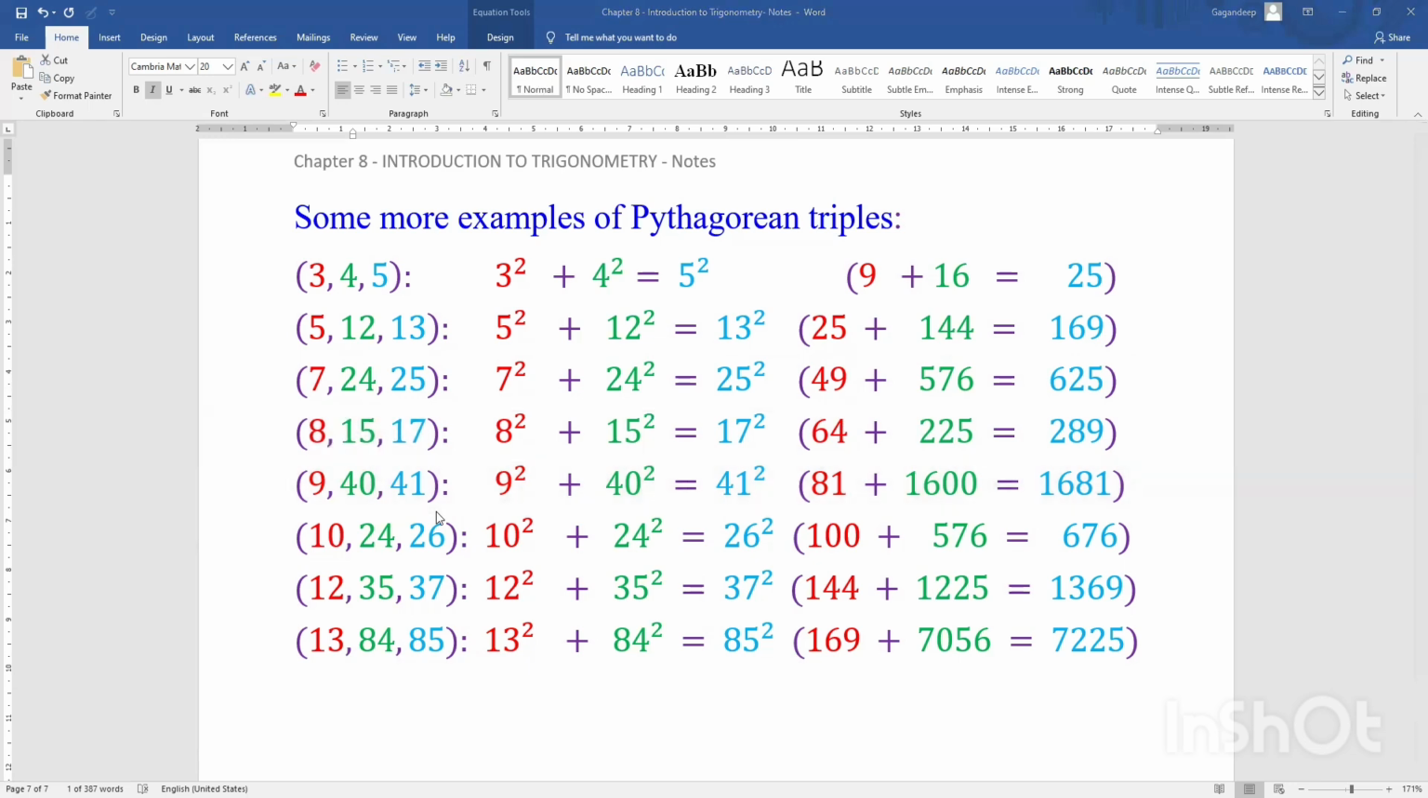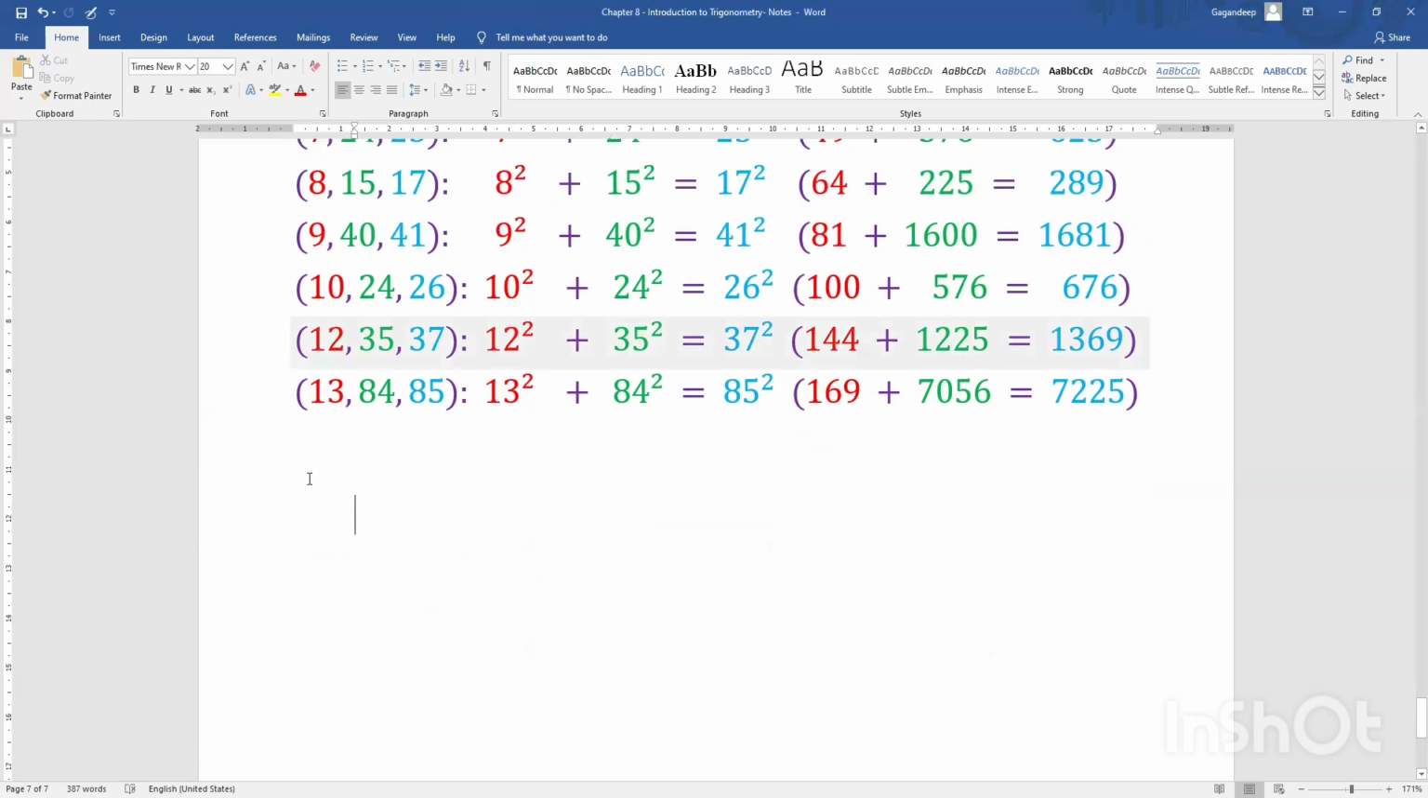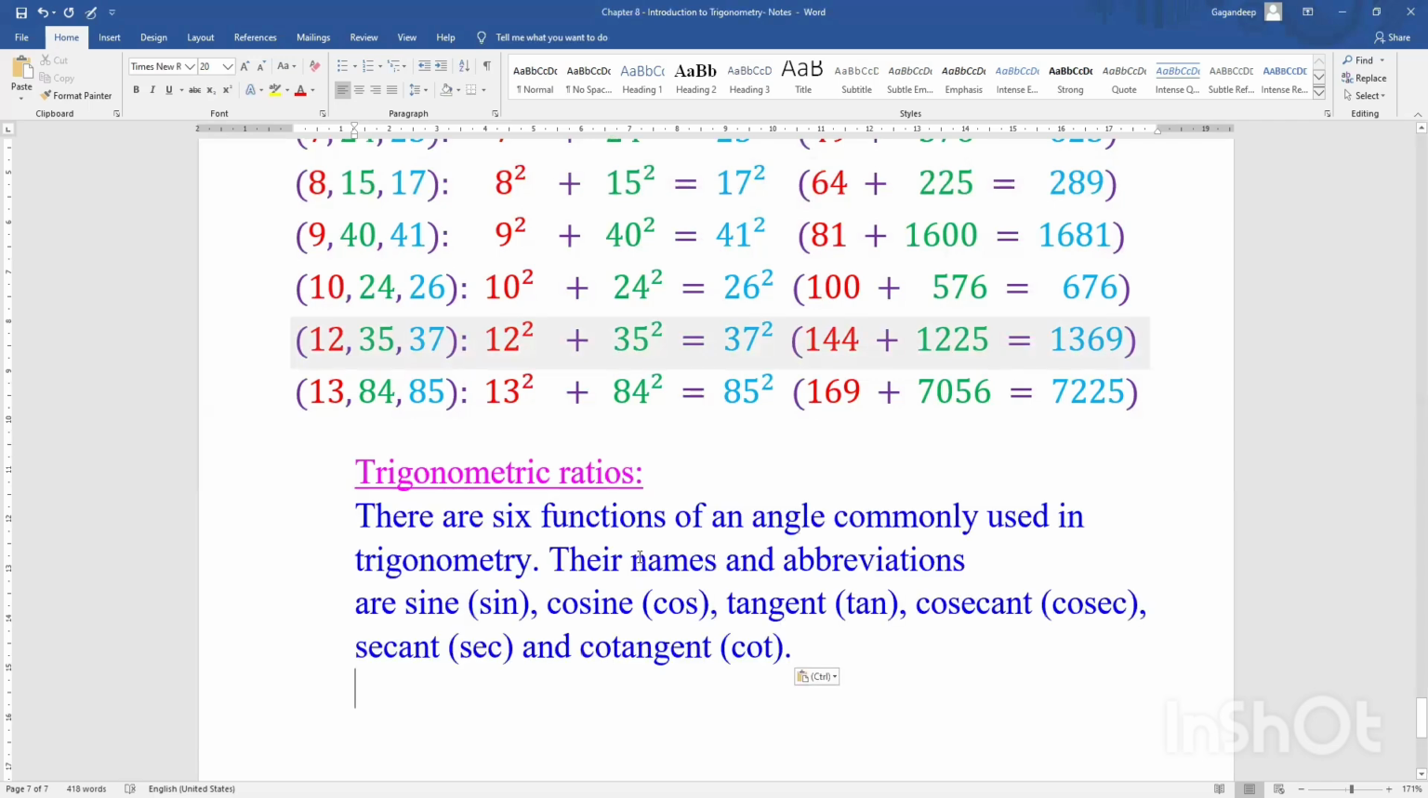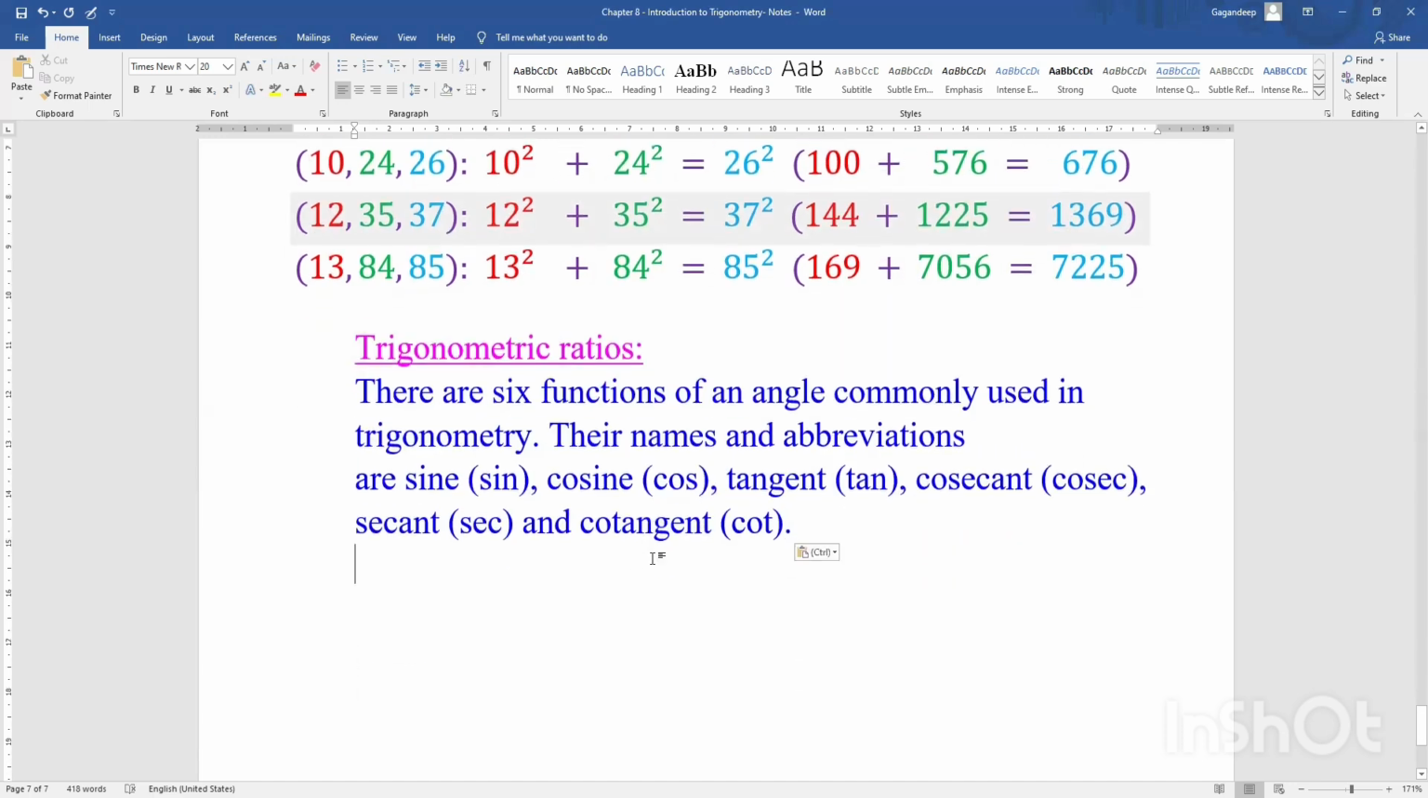Next, coming to our main part, it is trigonometric ratios. So let us try to learn what trigonometric ratios are. In trigonometry, there are six functions of an angle commonly used. Their names and abbreviations are sine, that is sin.